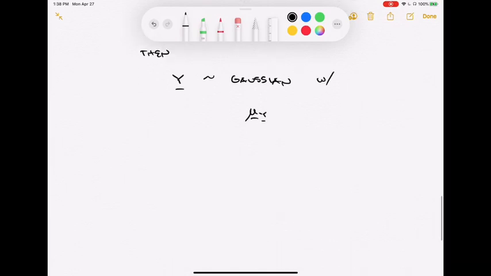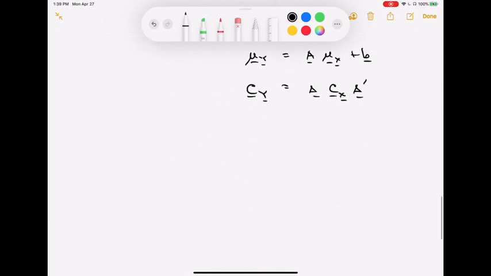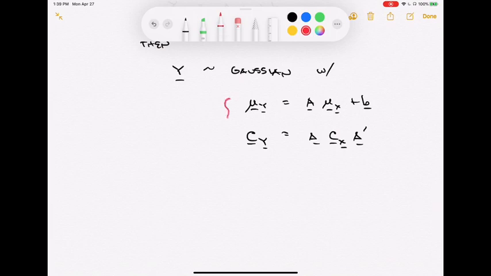We saw what happens under linear transformations to the mean and covariance matrices. It's going to have a mean μy equal to A times μx plus that offset vector b, and the covariance matrix for y is equal to A times the covariance matrix for x times A transpose. We know that from before. So we knew this part; this was from a previous lecture.